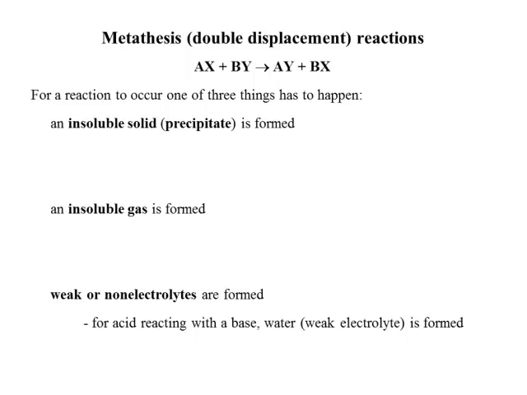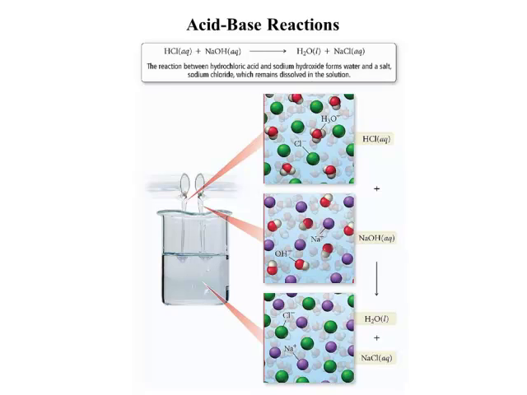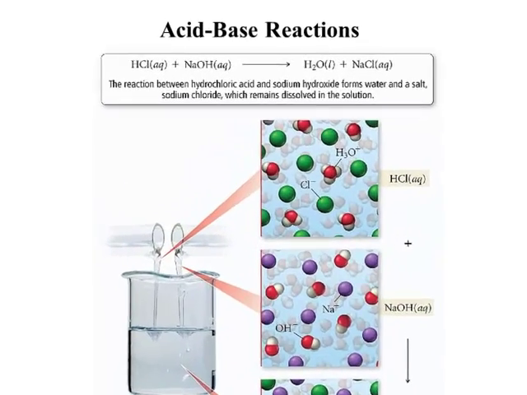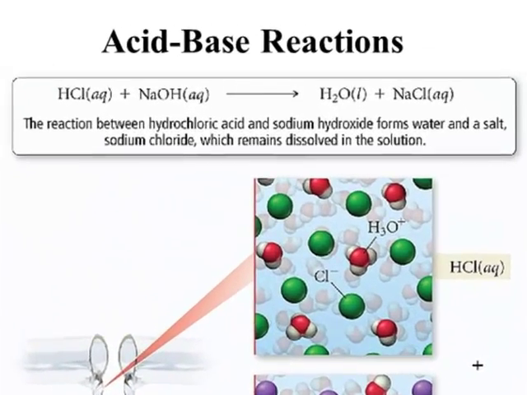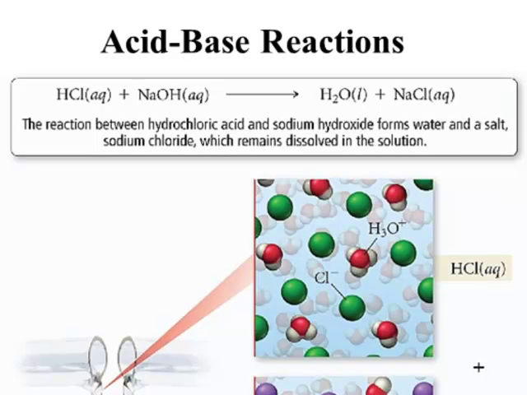of end products. Okay, so with acid-base reactions, we're going to take an acid and a base, mix them together, and they're going to form typically water and a salt. Okay, so HCl plus NaOH is going to form H2O liquid plus NaCl.